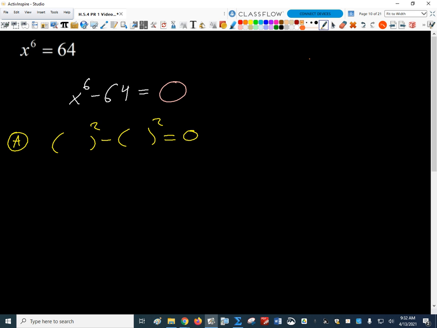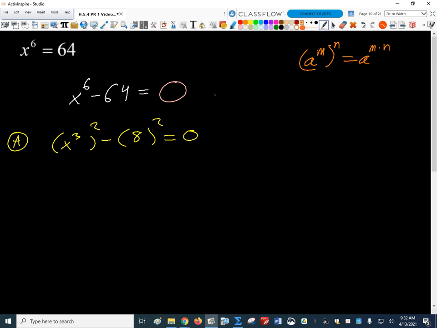Because remember, we have a property. We know that if I take a to the m to the n, if I take a power of a power, I multiply the exponents, right? Okay. So I could write this as x cubed squared minus 64 is 8 squared, right? Okay, there's one option. Agreed?